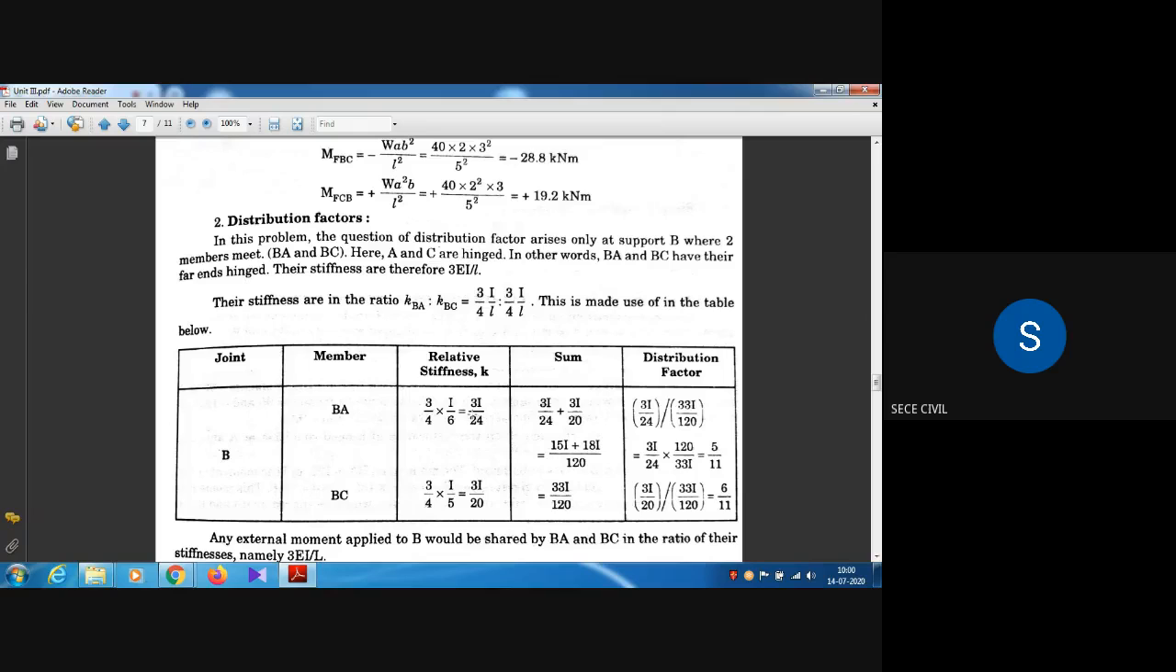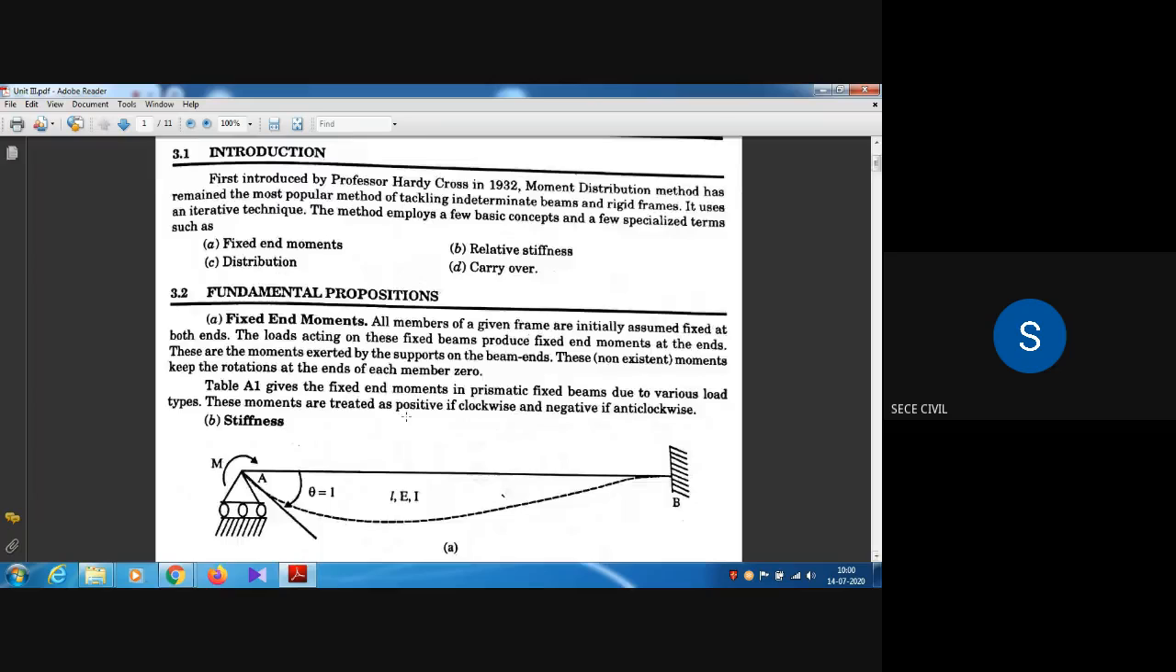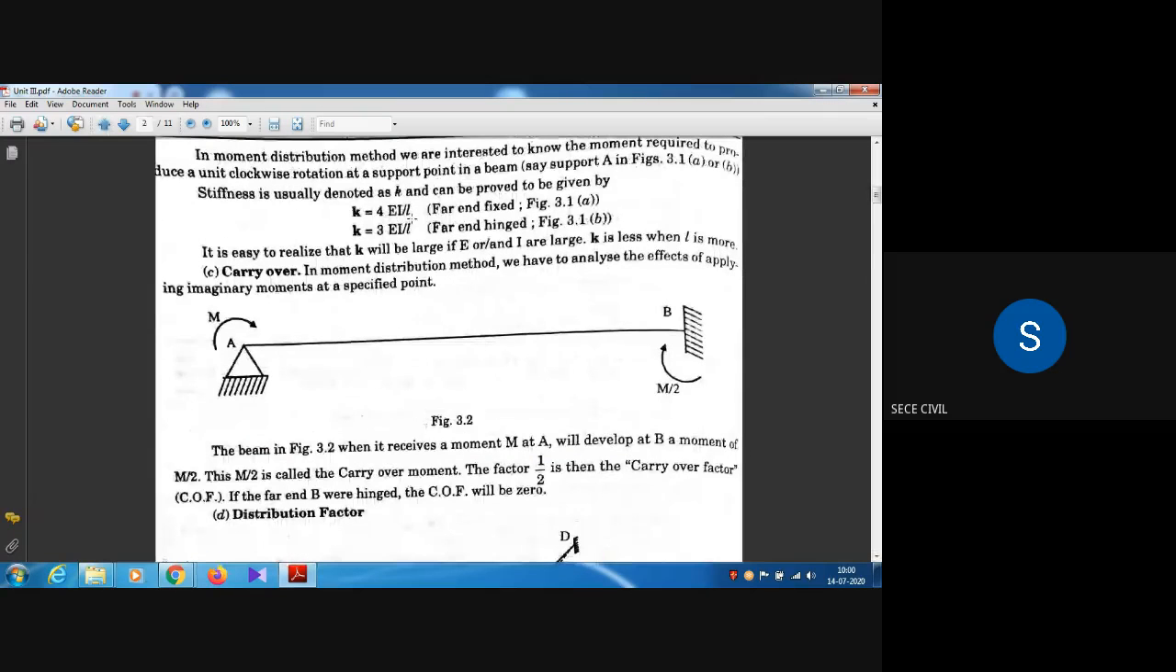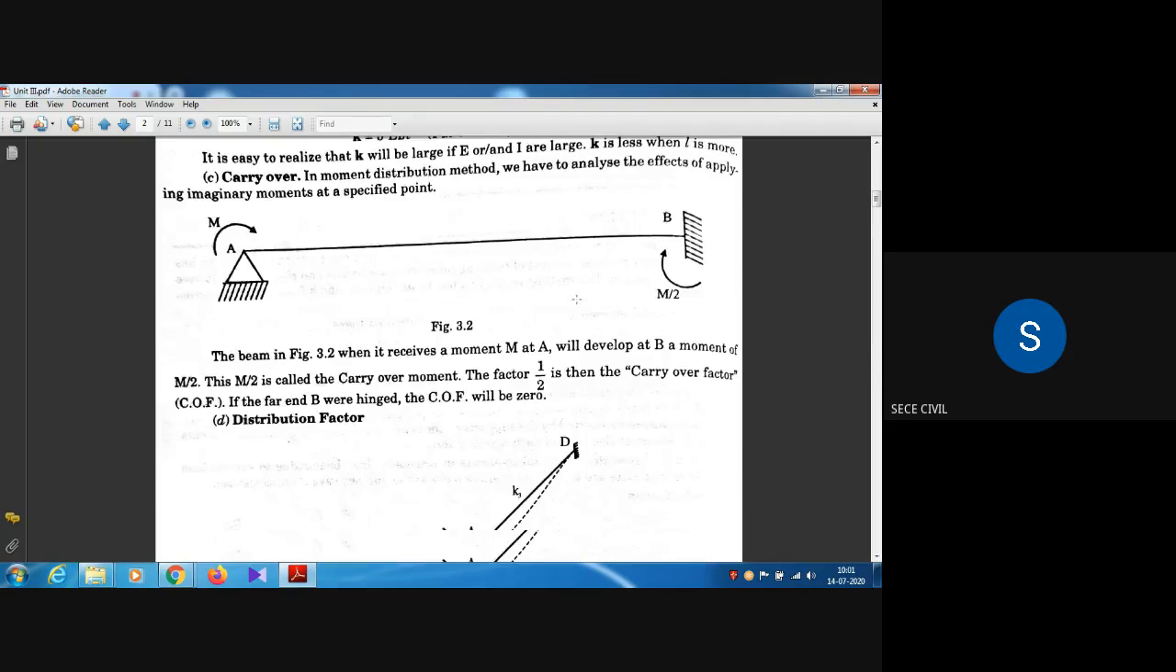By using this formula only, we are going to calculate. We are not going to use the formula they gave in the book: 4EI by L if the far end is fixed, and 3EI by L if the far end is hinged. This is also a formula, but we are not going to use it, because we don't know the E value, that is Young's modulus. If Young's modulus is not known, we use the formula which I gave: if the far end is fixed, I by L; if the far end is hinged, 3I by 4L. By using these formulas only, we are going to solve.